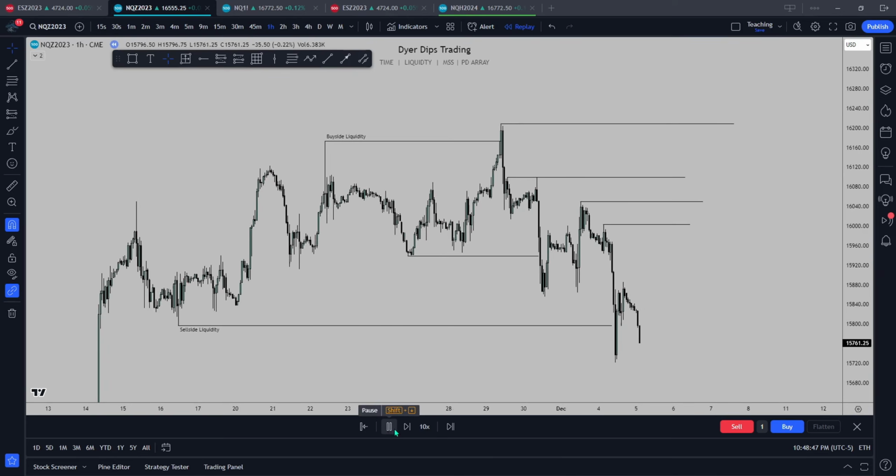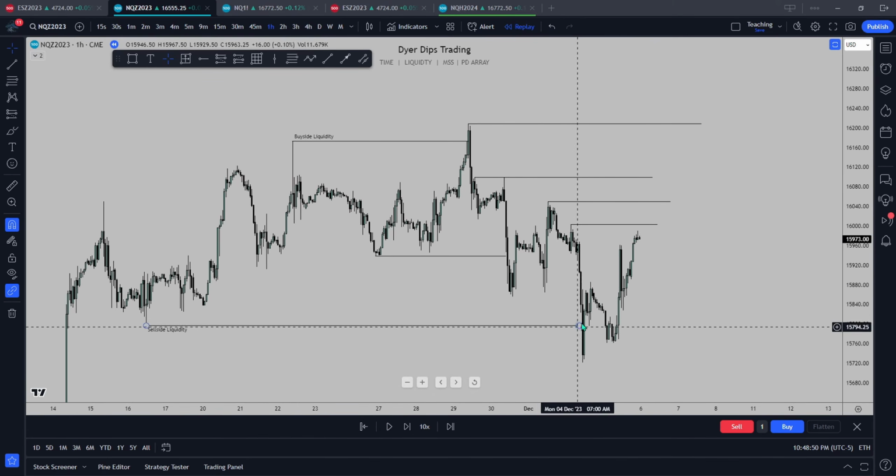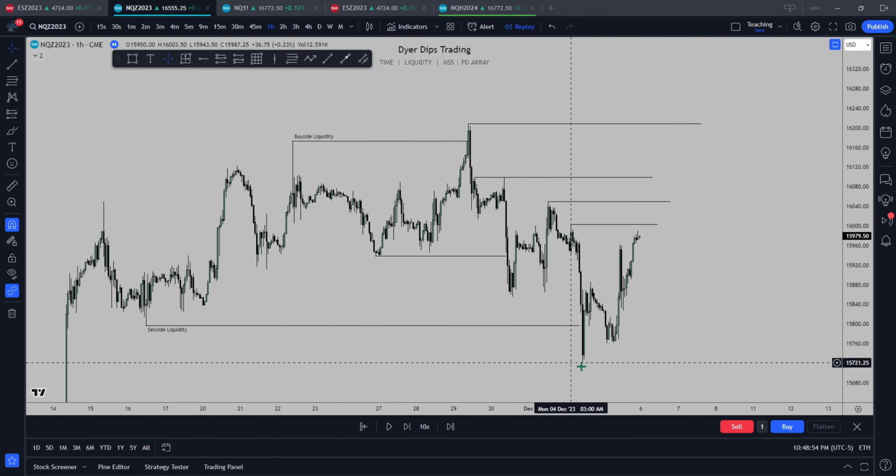Like we said, we're going to expect price to expand up higher here, and ultimately that's what we can see price do here. It does come back down, but it never takes out this low. This low should be safe because it was the low that swept sell side liquidity.